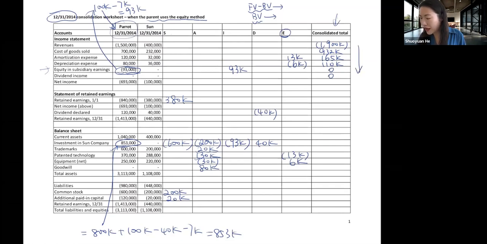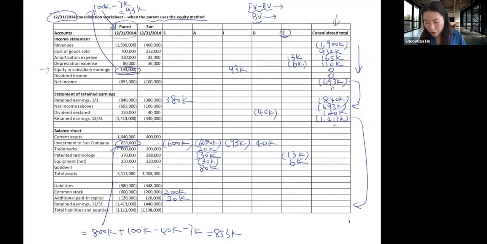And then if you add them up vertically, that will give you 693,000. And then this is carried over to your statement of retained earnings. On the statement of retained earnings, your retained earnings beginning balance is 840,000. Dividend declared is 120,000. So your retained earnings ending balance is 1,413,000. And this is carried over to your balance sheet.